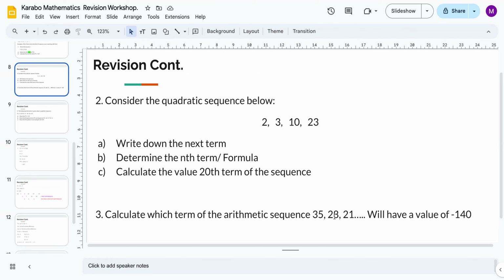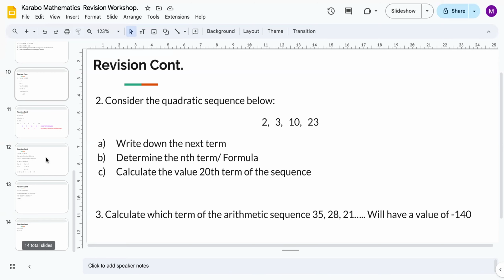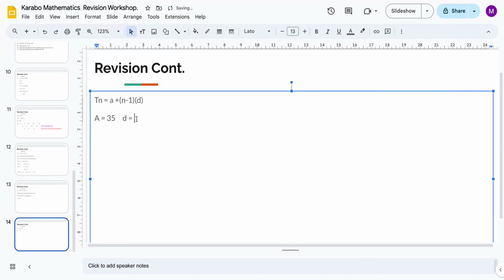And then the constant difference D, we can work that out by taking 28, subtract it from 35, or we can take 21 and subtract it from 28, whichever one you want, guys. It'll give you the same answer. And if we put that into our calculators, we'll get a value of -7. So that is the constant difference between each term. They're subtracting -7 each time. D is equal to -7.